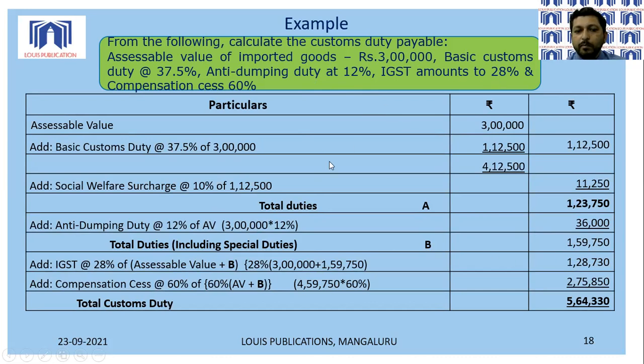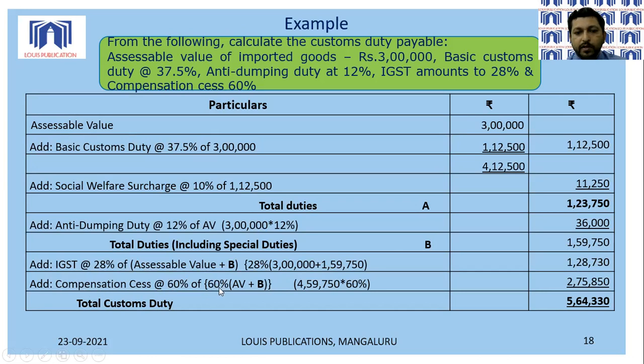Next, we have IGST at 28%. So IGST at 28% of assessable value plus B. Assessable value is 3 lakh rupees. B value is 1,59,750. So on 4,59,750, we will calculate 28%, which works out to 1,28,730.